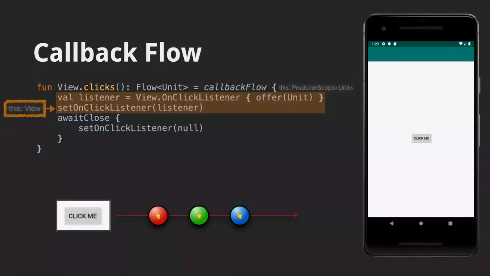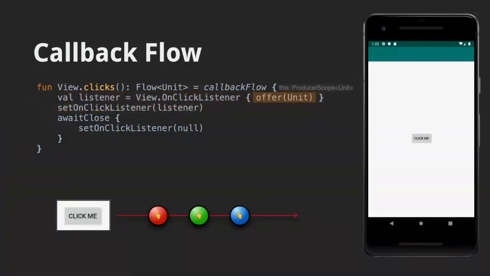So having access to producer scope, thanks to the callback function, we can do things that are related to coroutines. But as an extension function, what's kind of interesting here is that we also have access to the view, which is why we can call set on-click listener. This might be a little bit confusing at first, but what you have to understand is we have access to both our producer scope and the parent view. This is how this code makes sense.